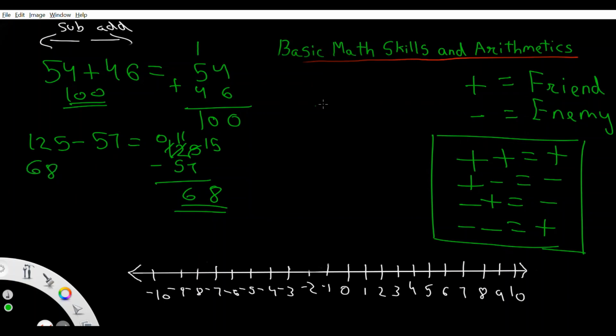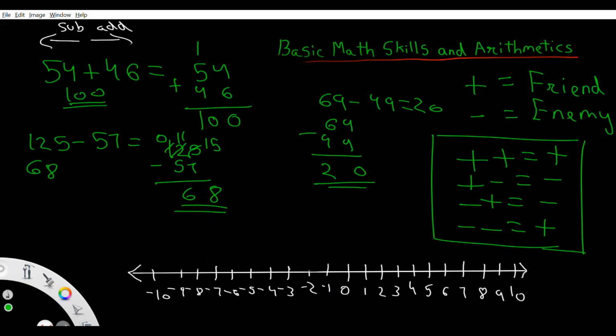Now what about 69 take away 49? Well, you write it like that again. 9 take away 9 is 0, and 6 take away 4 is 2, so 20. So 69 take away 49 is 20.